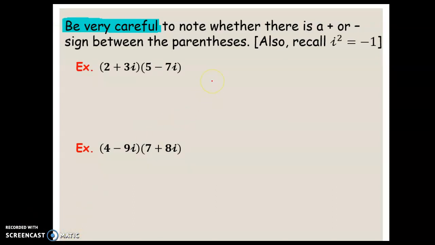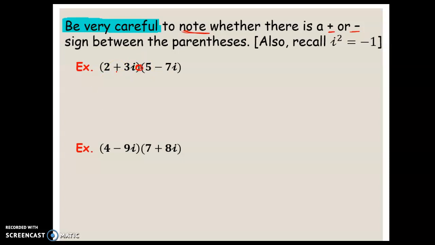And then we've got multiplication. You do want to be careful of the multiplication because sometimes you're going to add or subtract these things, or you'll multiply them when you've got a plus or minus. This is the first thing to note: is there a plus or a minus between them? There is not. So this is multiplication.